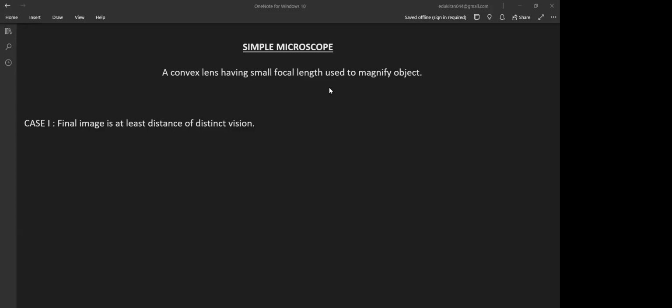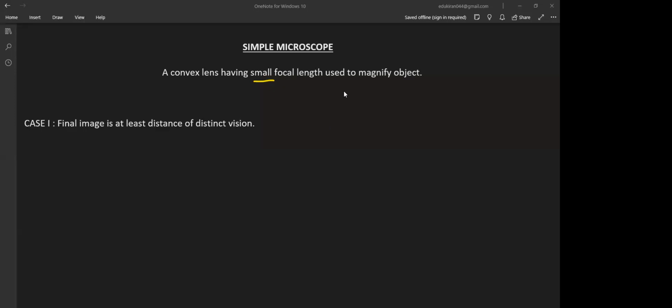Okay, so yes, simple microscope we have to start with. So simple microscope is what? A simple microscope, or a magnifying glass you can say, is just a convex lens having a small focal length, which is used to magnify objects. You can relate it with the magnifying glasses, where it is simply present.